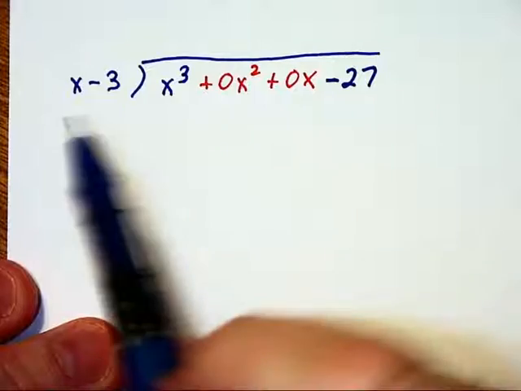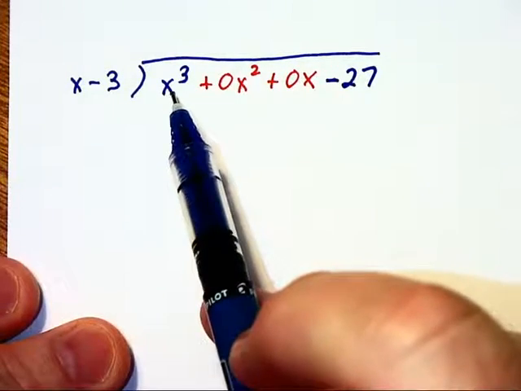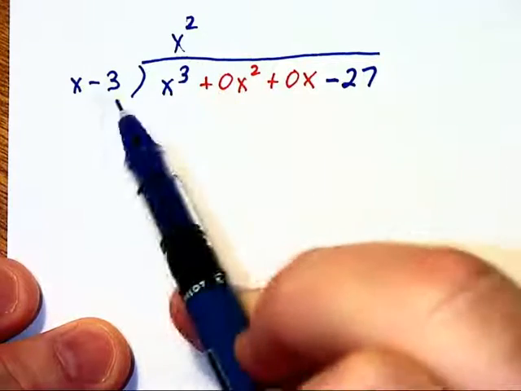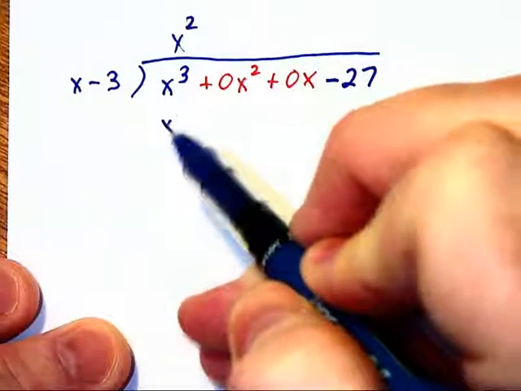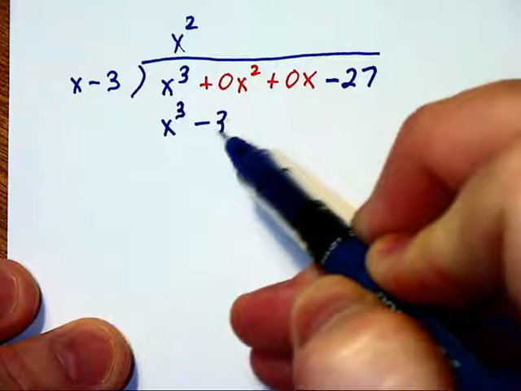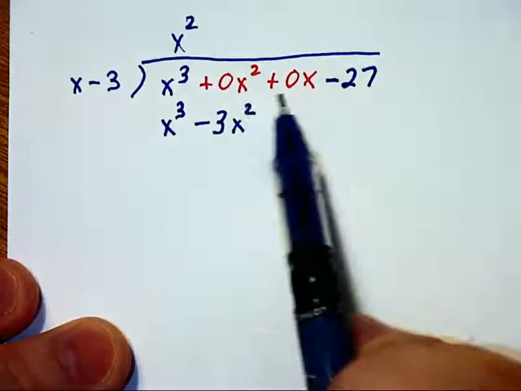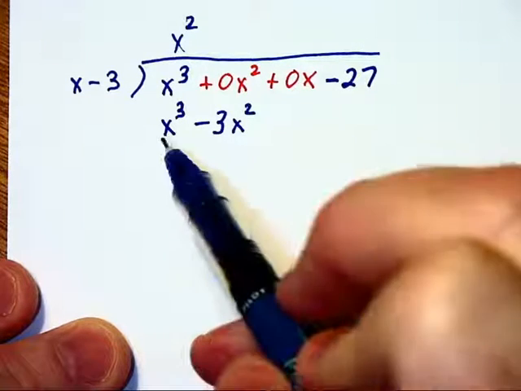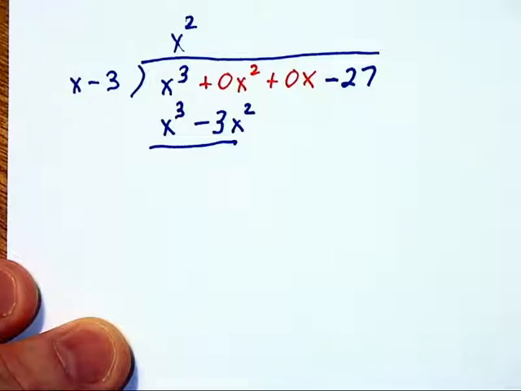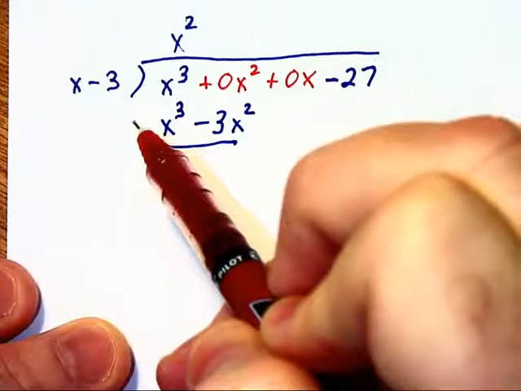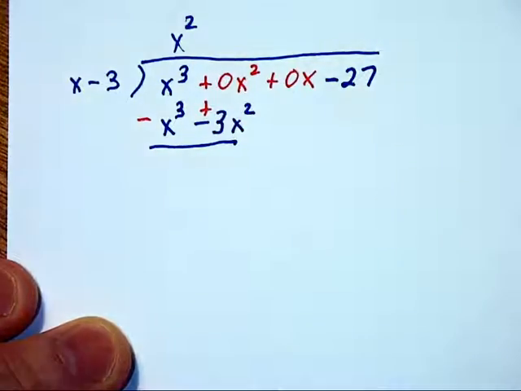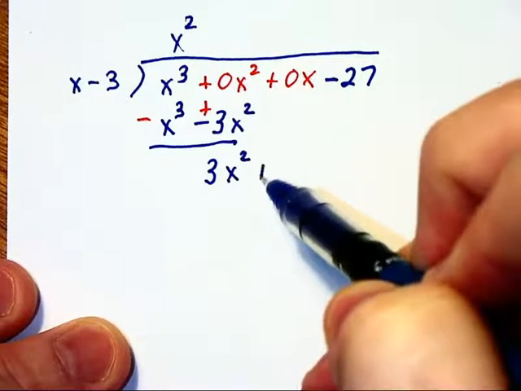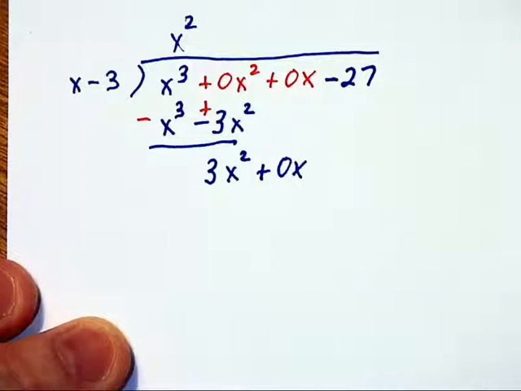Let's begin the division. X times what makes x to the third? Answer, x squared. X squared up above gets multiplied by both terms on the left, and we get x to the third minus 3x squared. Notice if we had not put these placeholders in, that would be lined up under the minus 27, and that could have led to a little bit of confusion. Now we've got like terms aligned, we're going to add the opposites and have 3x squared on the next line. If you want to bring down this plus 0x, you can.